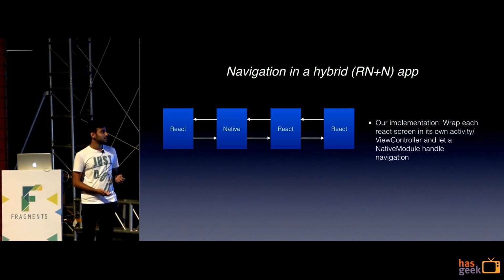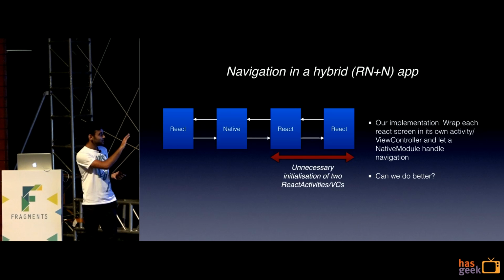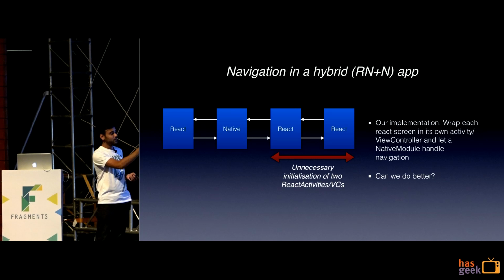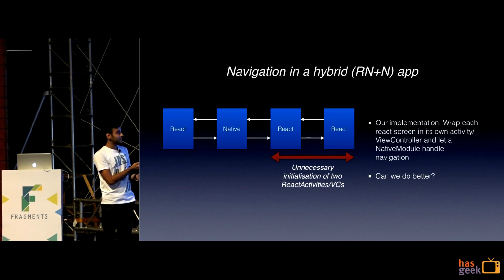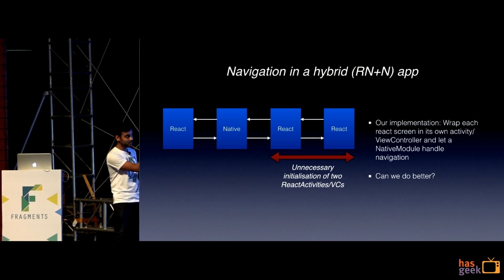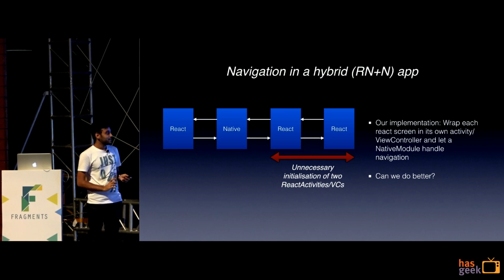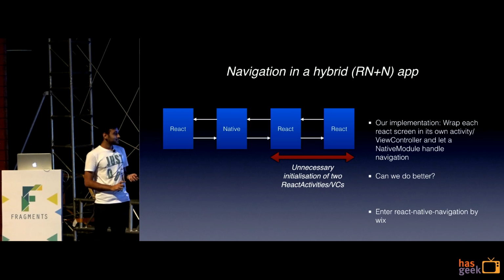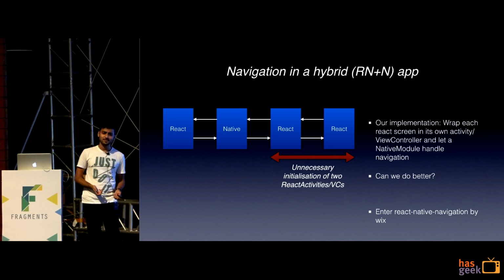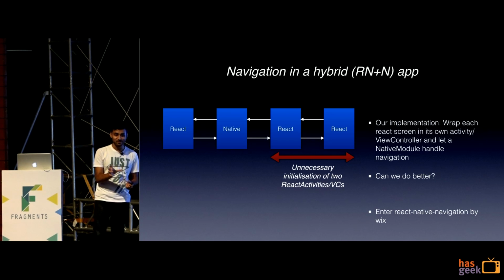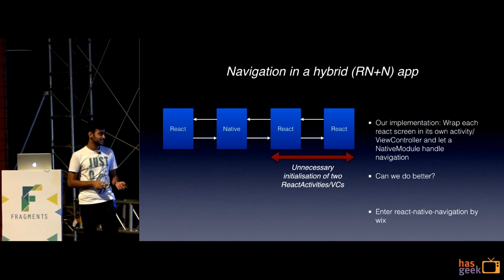But can we do better than this? So here the problem is this. For two React screens, you are wrapping each of them in their own React activities, which is kind of an overhead. You could have a single React activity where you have these two React screens and maintain at least this small stack in your JavaScript, right? For this, there is now an existing solution, which is React Native Navigation by Wix, and there's another solution by the name of Native Navigation by Airbnb that is still in beta, so we are going with React Native Navigation by Wix.